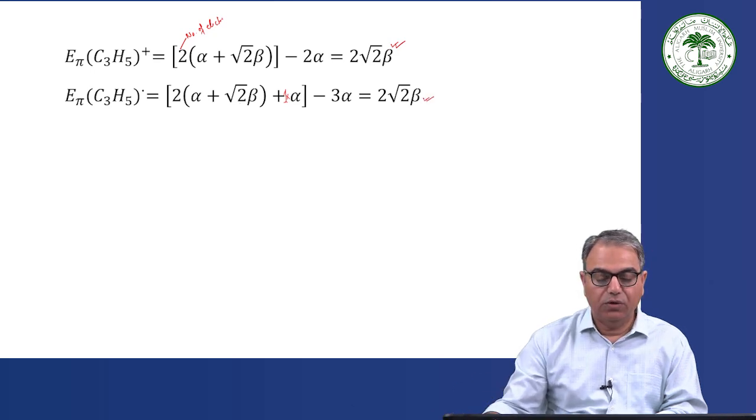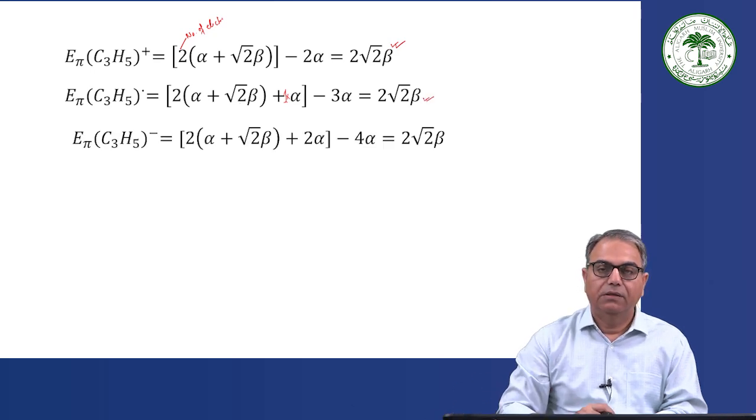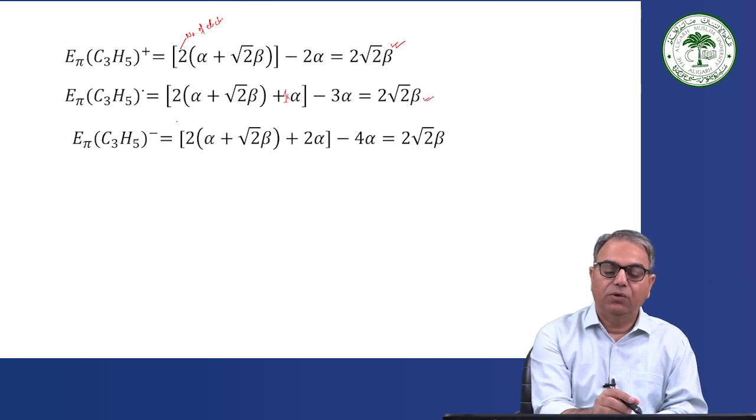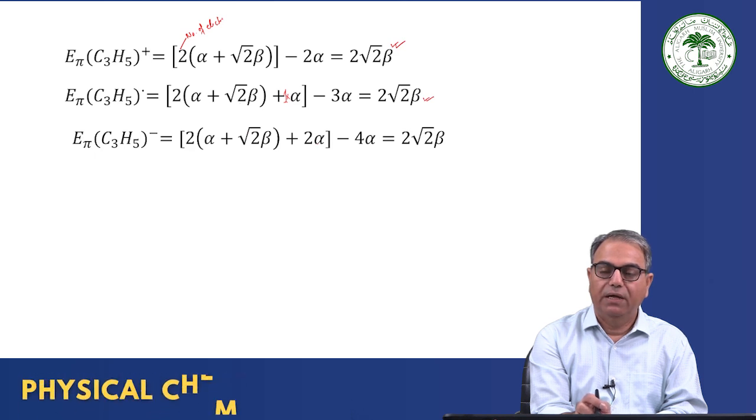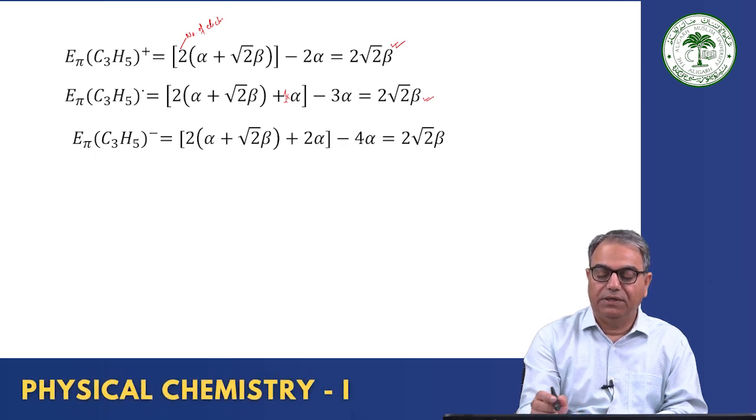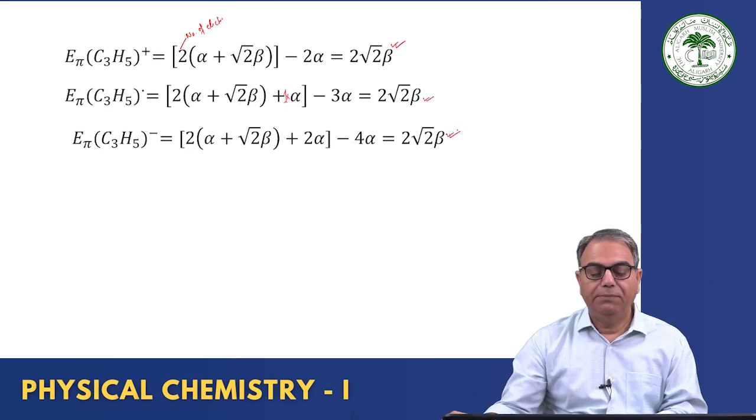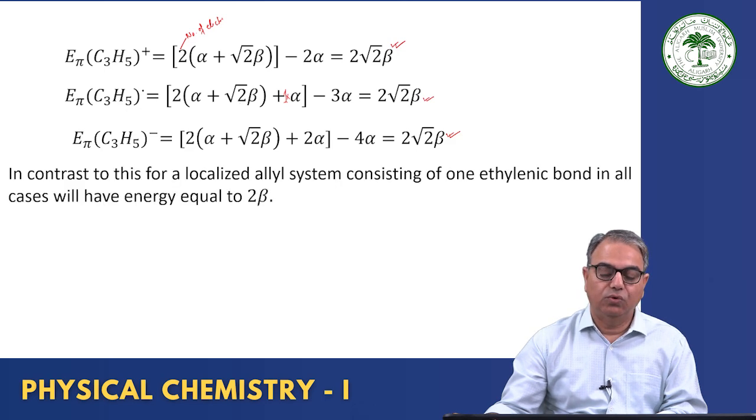If you have 4 electrons, then 2 electrons in the bonding molecular orbital and 2 electrons in the non-bonding molecular orbital. So, plus 2 alpha and minus 4 alpha when they are free. So, it is again 2 root 2 beta. Okay. So, what you find here is that the E pi energy for the allyl carbocation, allyl free radical and allyl carbanion are the same, 2 root 2 beta.